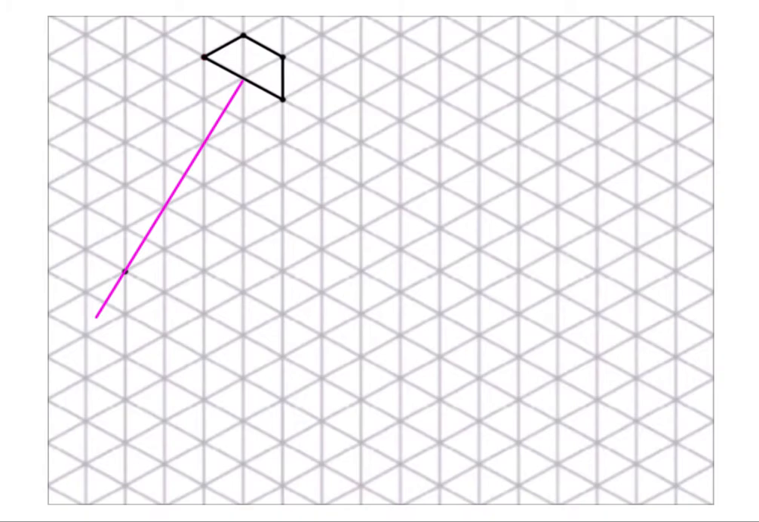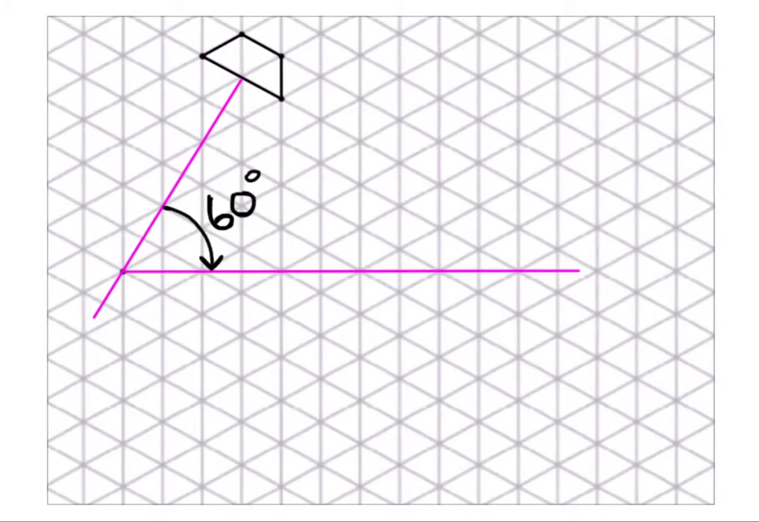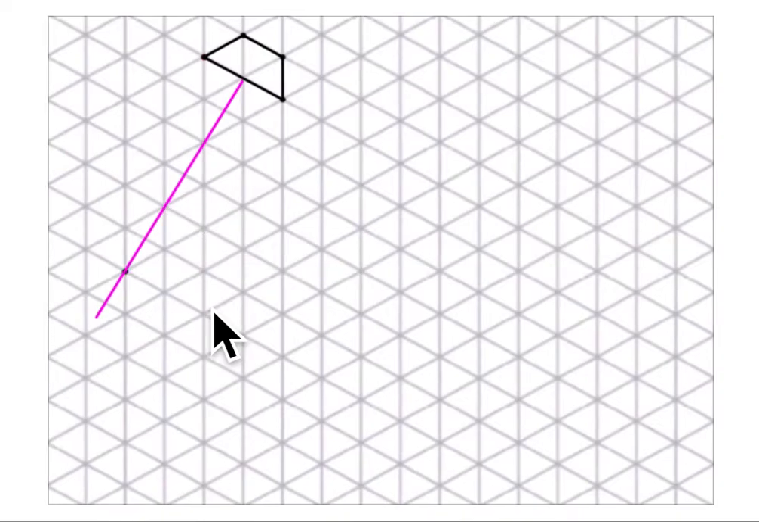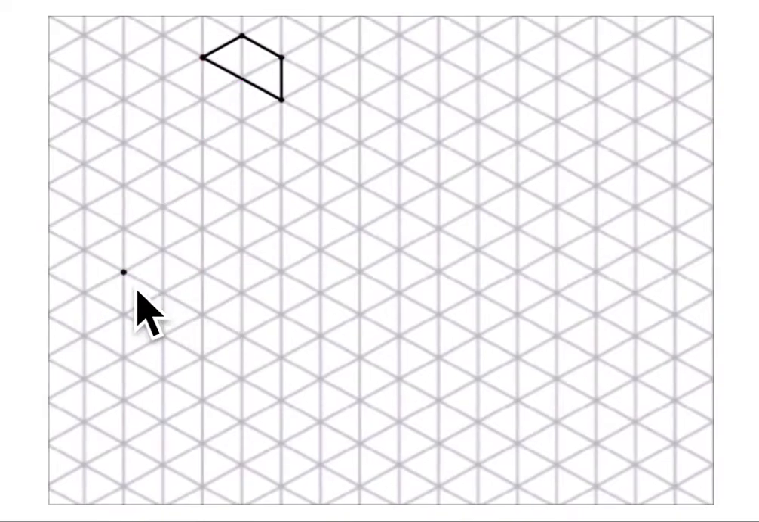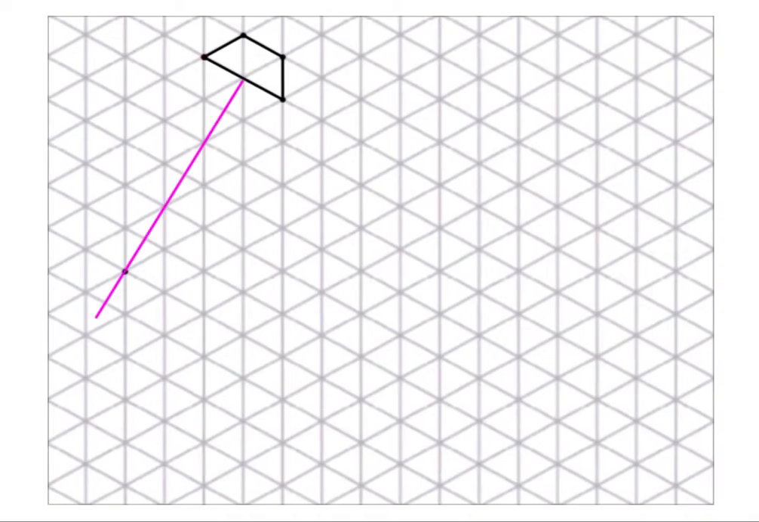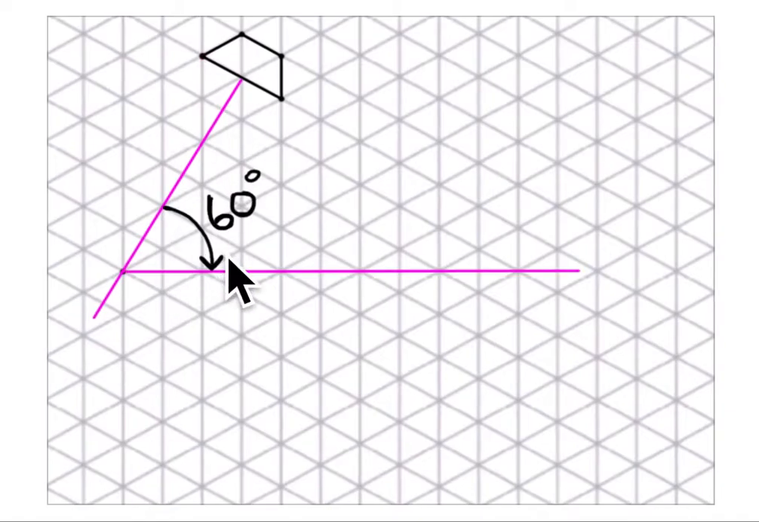All right, so what if they tell you up front, this is the center of rotation right here, and the task is to rotate this image 60 degrees. So I'm going to draw a line that's perpendicular through that center of rotation. Then I'm going to look at a 60-degree rotation.